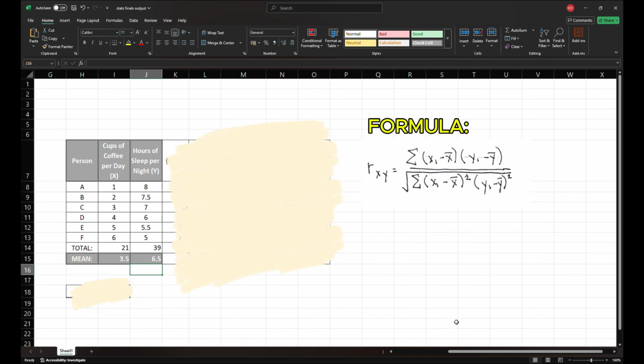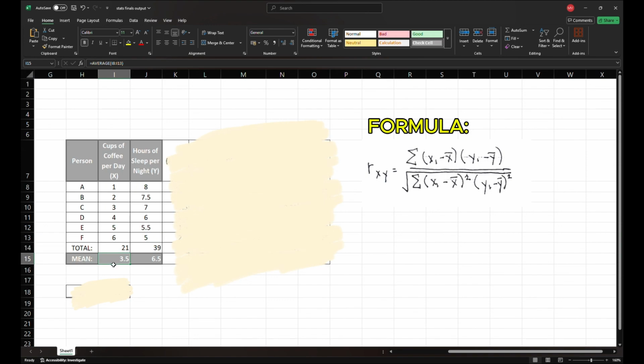The first thing we need to do is to look for the mean of x and the mean of y. In order to get the mean, we have to get the average. This is our x data, while this is our y data. So we have to get the average of x data and the y data. So to get that, we have to add all the datas together. We have 21 in total and divide it by 6, which is the total number of our datas, which we get 3.5 as our mean of x.